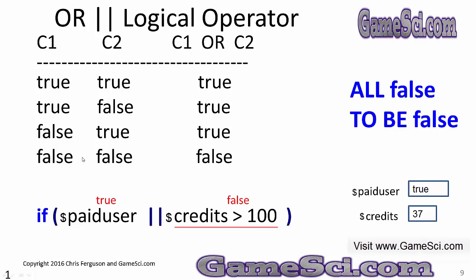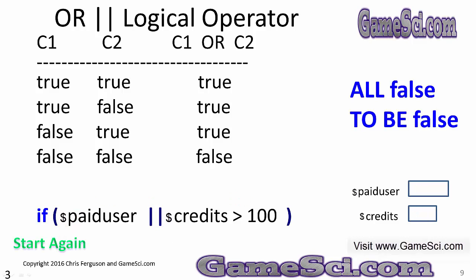OR only cares if one of them's true. Focus on this line of the truth table. If my left operand is true and my right operand is false, my output is true. So I have a feeling this OR operator is going to return a true. OR only requires one side of the OR to be true. Since the left operand is true, the result of the OR is true. Overall, this if statement is true, and it's going to execute the code in the if block.